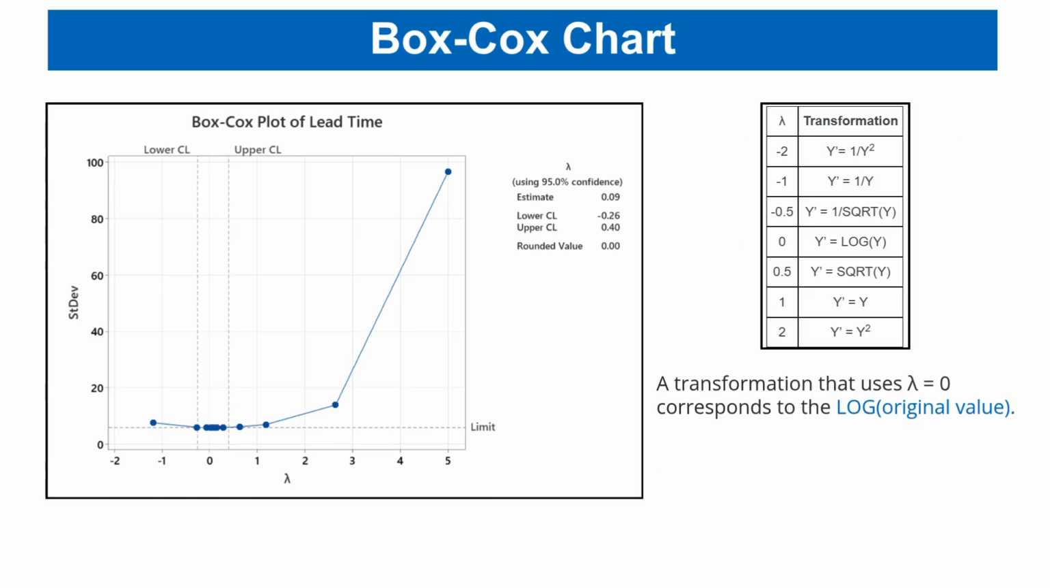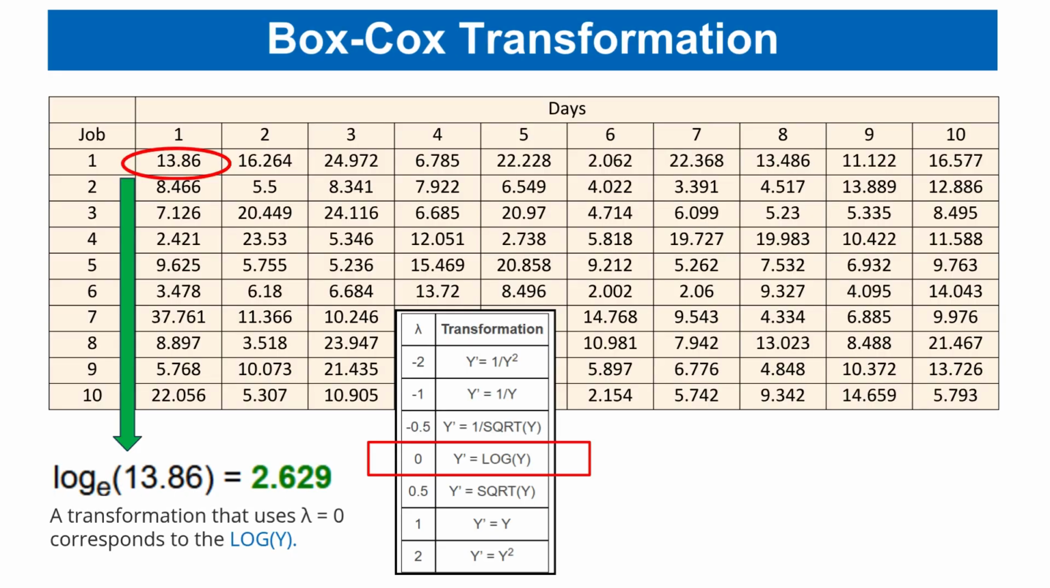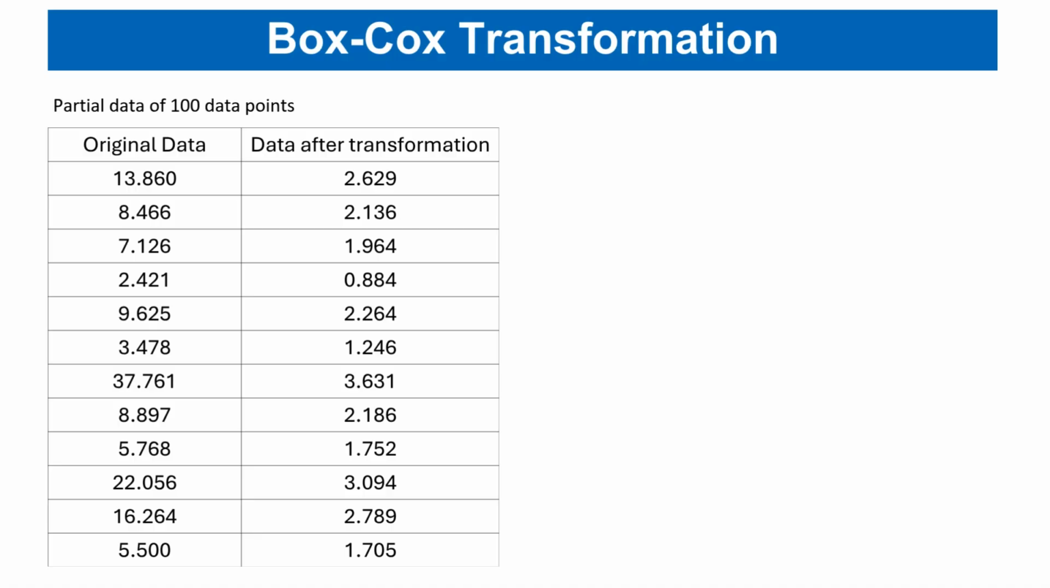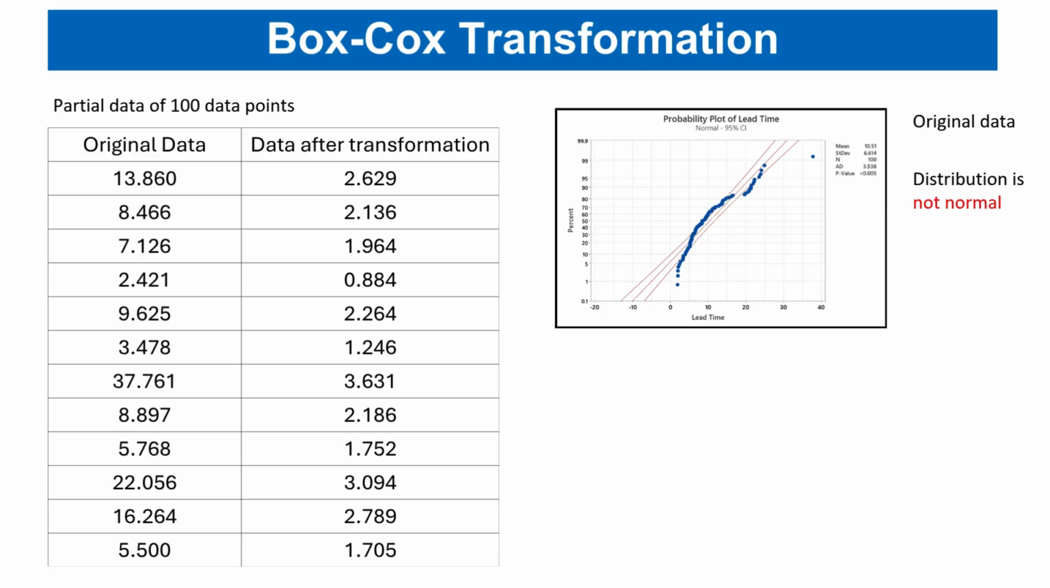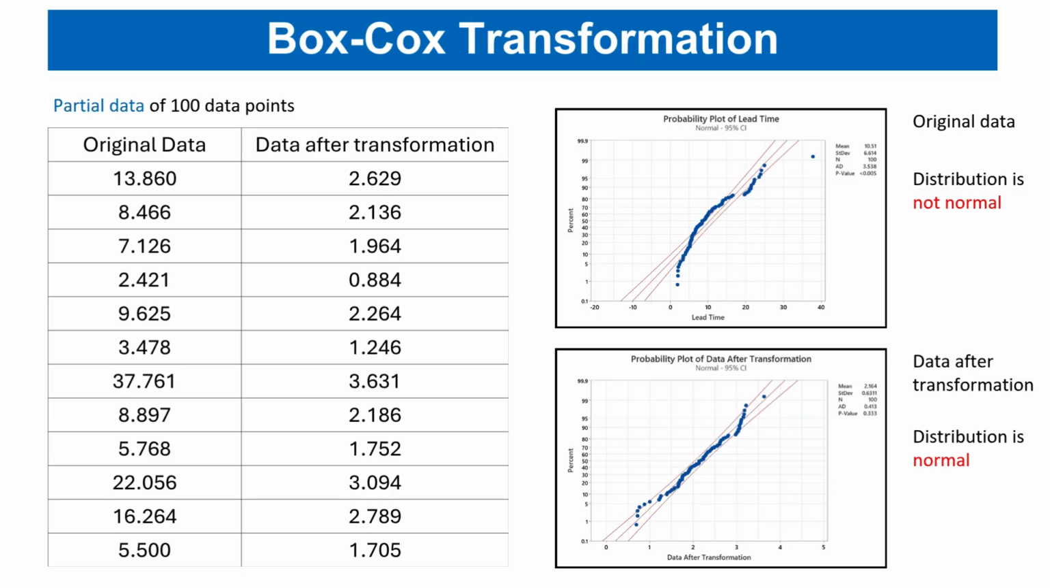A transformation that uses lambda equals 0 corresponds to the log of the original value. For example, log 13.86 is equivalent to 2.629. This slide shows a partial dataset of 100 data points, with the original data values and their corresponding transformed values using the log of y. The probability plot for the original data shows a non-normal distribution, with the data points deviating significantly from the straight line. After applying a transformation, likely a Box-Cox transformation, the probability plot for the transformed data shows a much closer fit to the straight line. The transformation has effectively normalized the data distribution, making it more suitable for statistical analysis techniques that require normality assumptions.